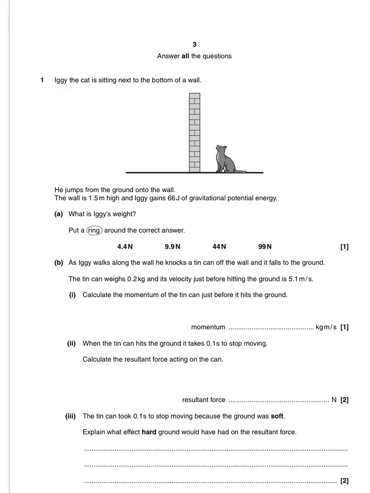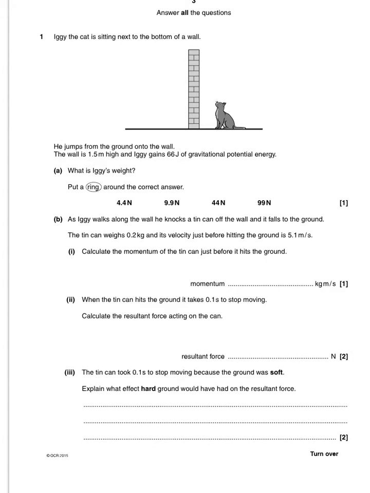So our first question, Iggy the cat, who calls the cat Iggy, sitting next to the bottom of the wall. First question, 1 mark question. So jumps from the ground onto the wall. So that's important. Okay, the wall's 1.5 meters high, and you gain 66 joules of gravitational potential energy. So because we've got height and gravitational potential energy, we can probably work out which equation we're going to use.